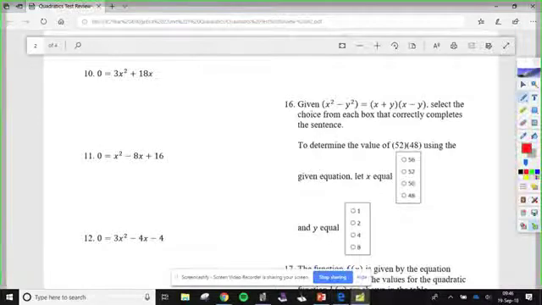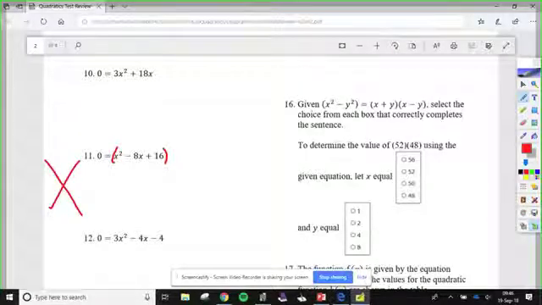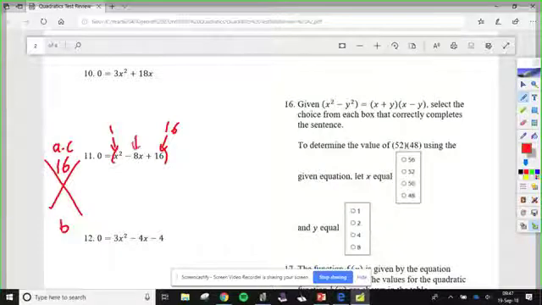Now number 11. A little trickier because we have a trinomial, but the first thing we should try is a GCF. Is there a GCF that these 3 terms have? The answer is no, so let's factor it. Now, when we have 3 terms, a trinomial, we use our product and sum. So that means, what 2 numbers multiply to something and add to something else. So a times c. A is 1, c is 16. So 1 times 16 is 16. We're going to need that number. B is negative 8.